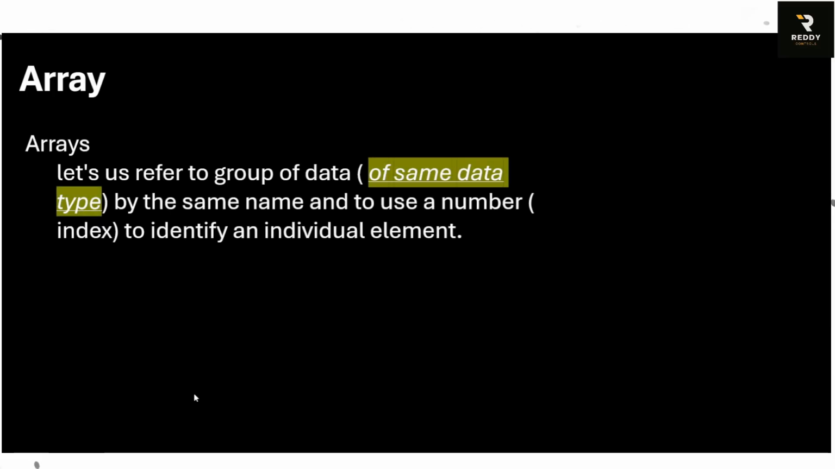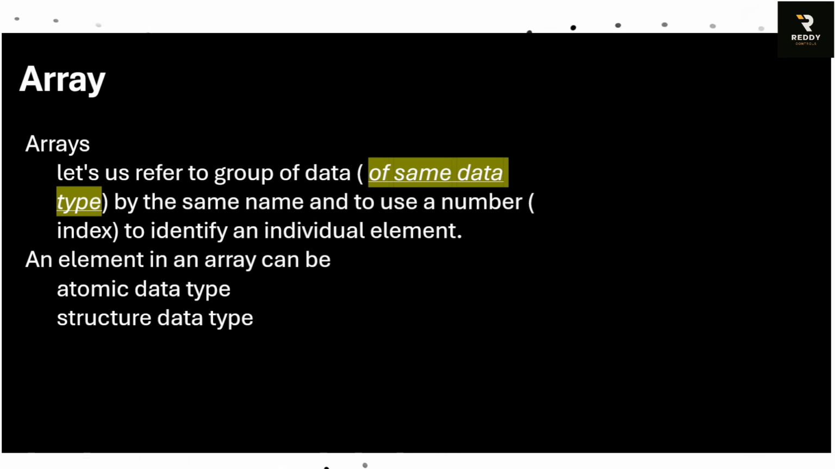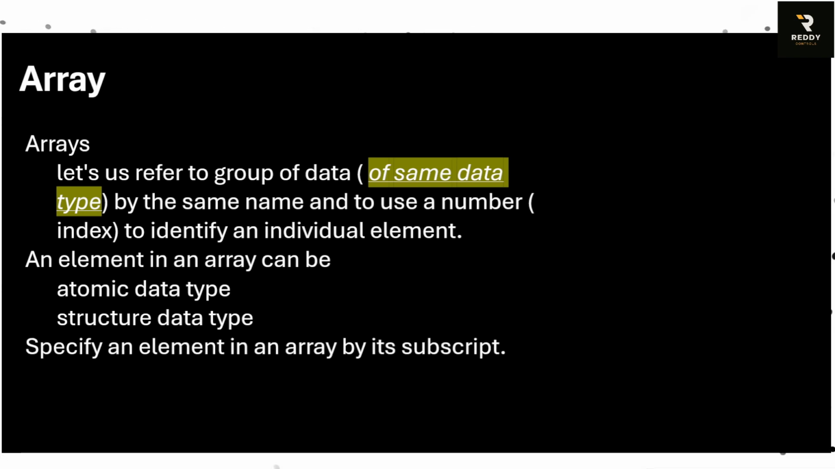An array lets us save groups of data of the same data type under the same name, and it uses a number, which we call an index, to identify each individual element. An array can be of an atomic data type, which are the base data types in the PLC, or a structured data type, which is a user-defined type or a string.